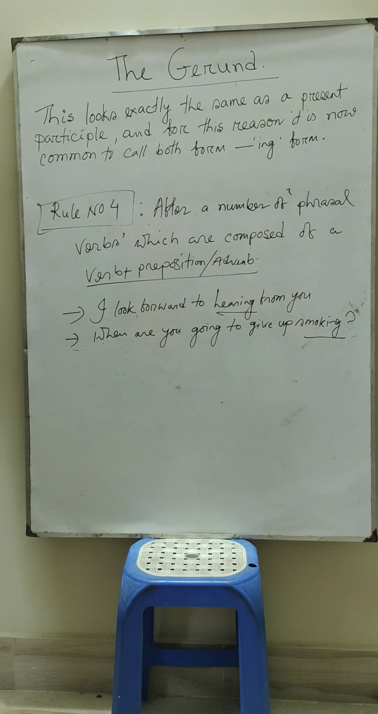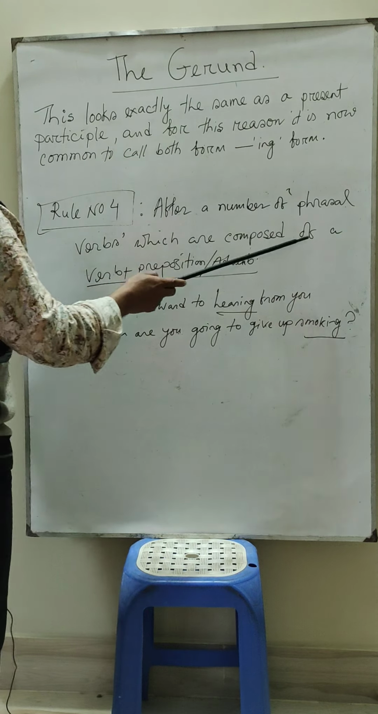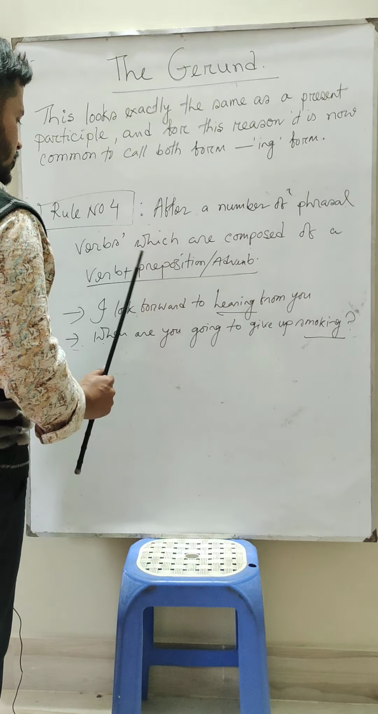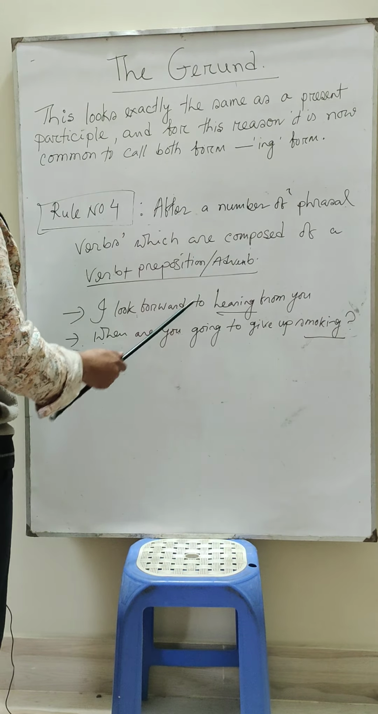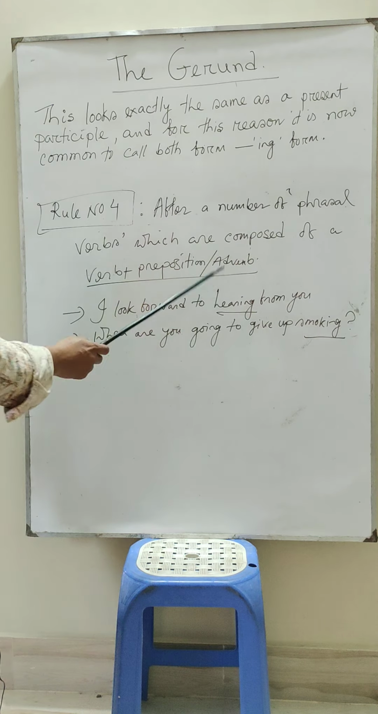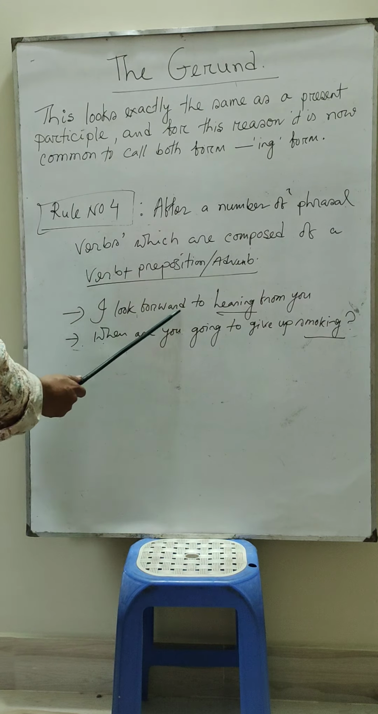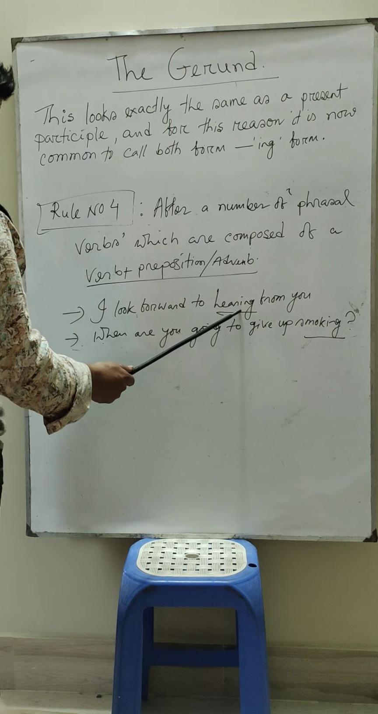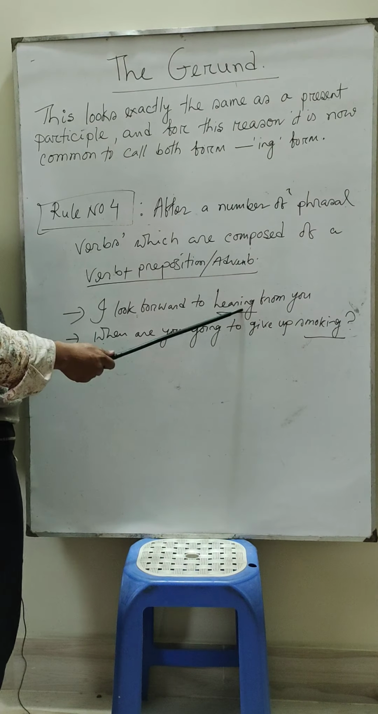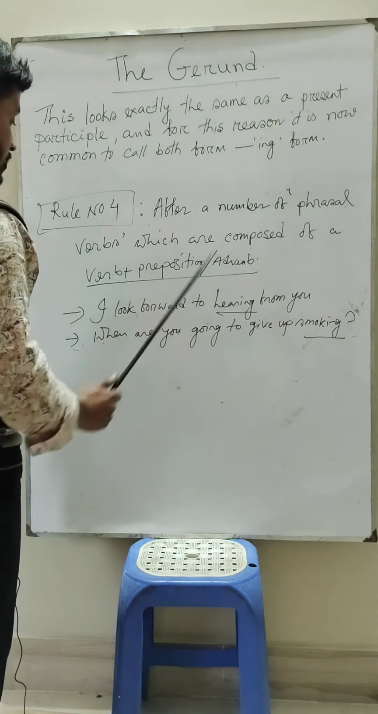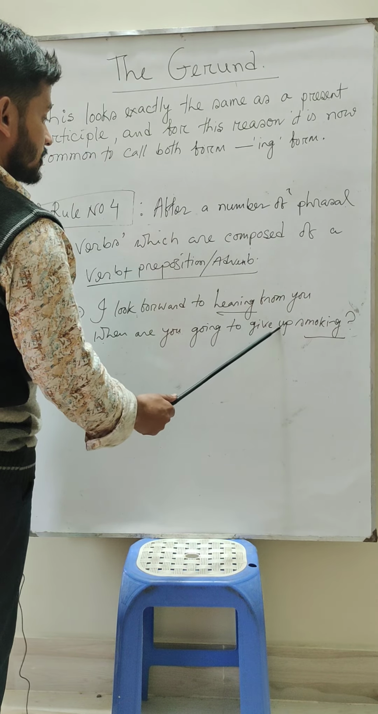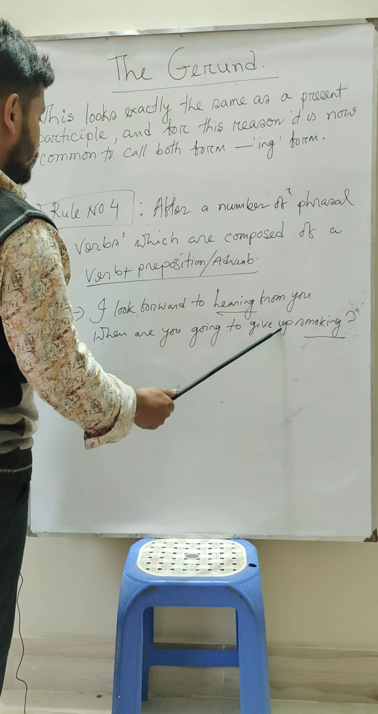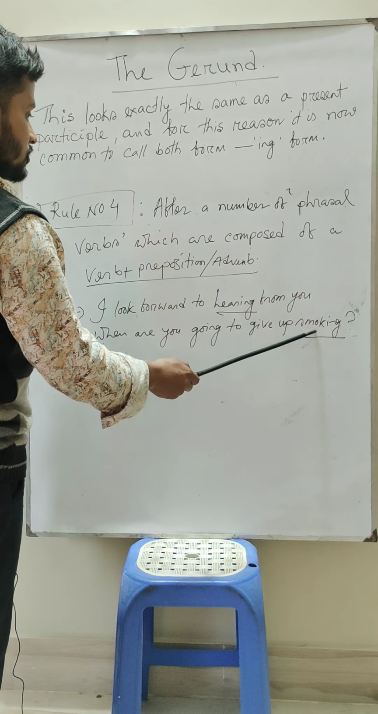Please, you see rule number 4. After a number of phrasal verbs which are composed of a verb plus preposition, we use the gerund. I look forward to, here plus ing, that is the gerund. When are you going to give up? To give up is the phrasal verb, and you use the gerund.